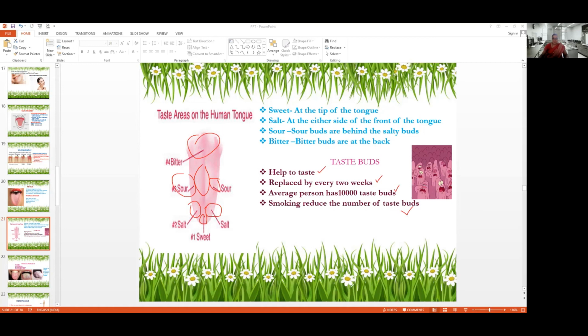Up to this, we have seen the steps involved in nutrition, that is nutrition in amoeba, and then the mouth, teeth, and tongue. Okay, children, in the next class we will be seeing the other digestive organs like the esophagus, stomach, small intestine, large intestine, rectum, and anus.